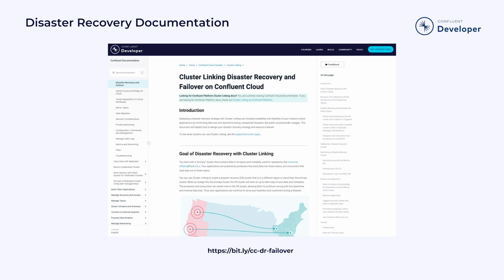While there isn't a walkthrough in this course on creating and setting up a disaster recovery cluster, I highly recommend you take a look at the Confluent documentation that goes through the same information contained in this module and also includes steps on how to monitor your disaster recovery cluster and some failover considerations. You can also follow the tutorial, which will help you set up your disaster recovery cluster and failover to it.